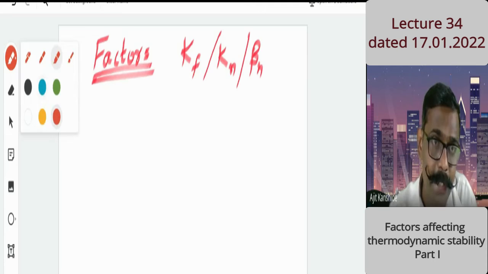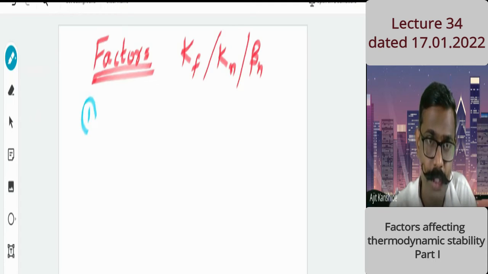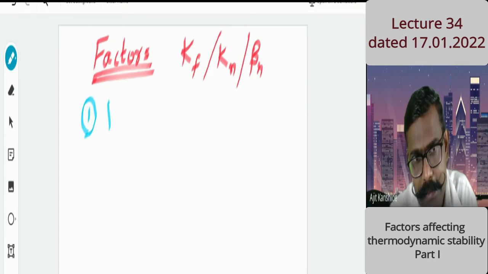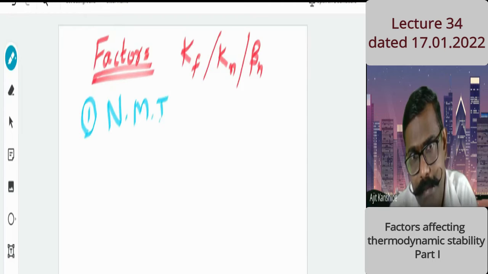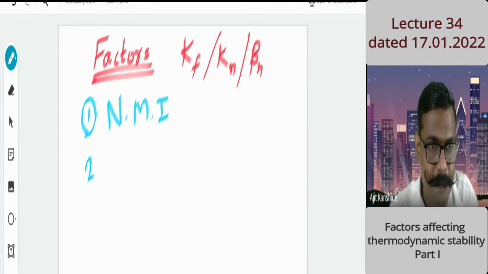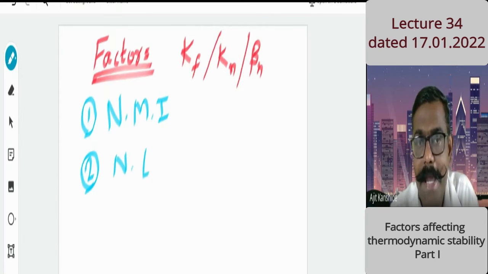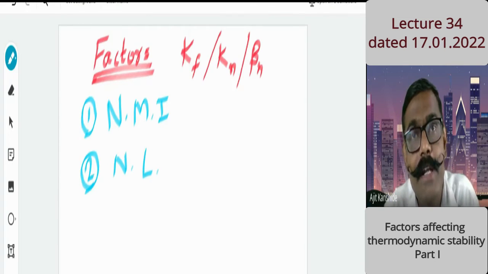Three main factors are there. Listen carefully now. Three factors are there which we are discussing. The first factor is the nature of the metal ion, of course the central metal ion. The second factor included in your syllabus is the nature of ligands or coordinating groups.